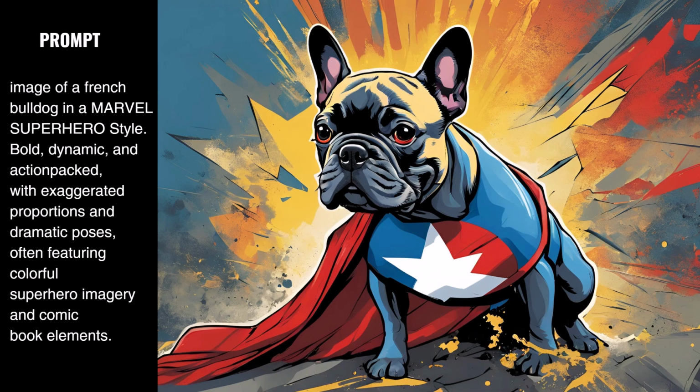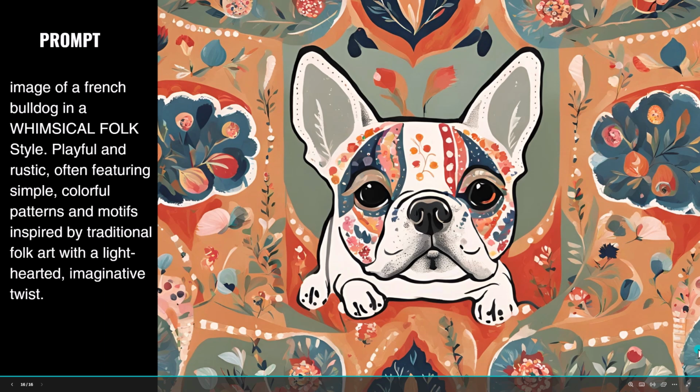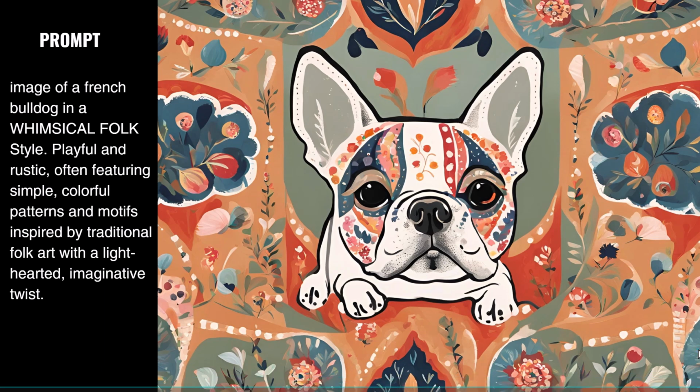Here's something that's in a Marvel superhero style. So again, very different than what we've seen in some of those other ones. Here's one completely different, where this is in a quilling style. And so we're saying intricate, delicate designs made by rolling, shaping, and gluing strips of paper to create dimensional decorative art. So it's pretty amazing that you can describe this sort of style of art, give it a subject, and it's able to produce something like this. Okay, so this is pretty powerful in terms of the creative results you can get back. Here's another one, whimsical folk style. So again, there really are endless styles like this, so I'll stop there with that style.